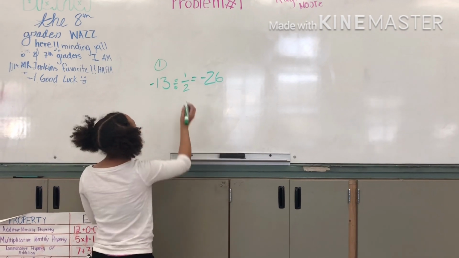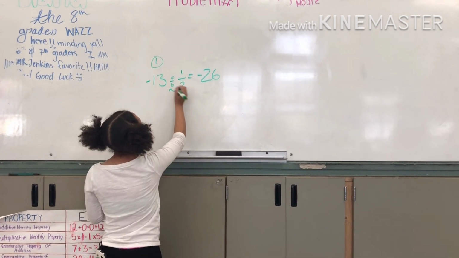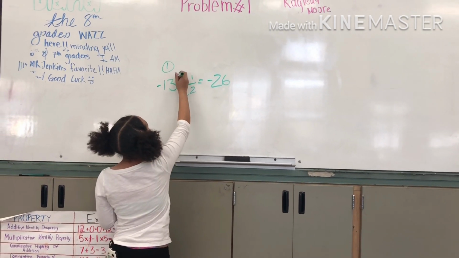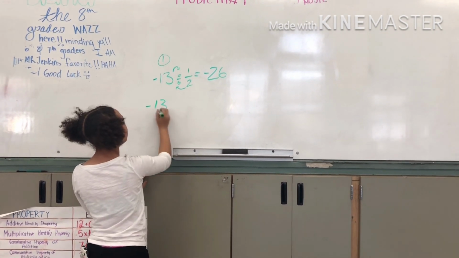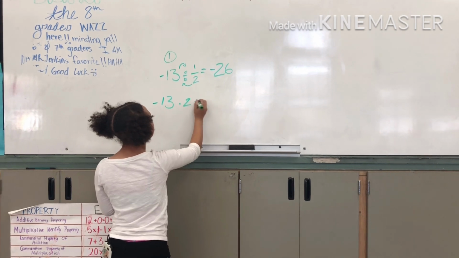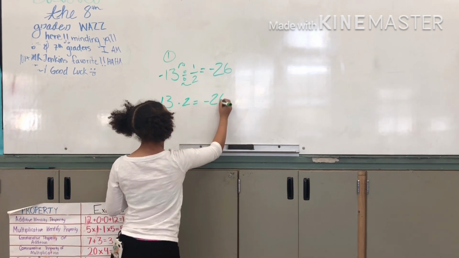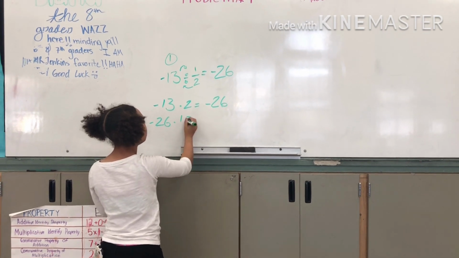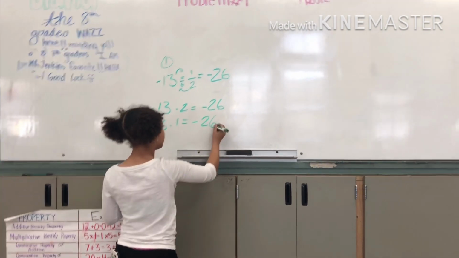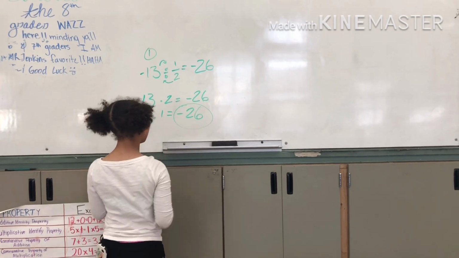The way we got this is because you have to multiply the denominator by the whole number and the whole number by the denominator. This would give us 13 times 2, which would equal negative 26, and negative 26 times 1, which would give us negative 26.